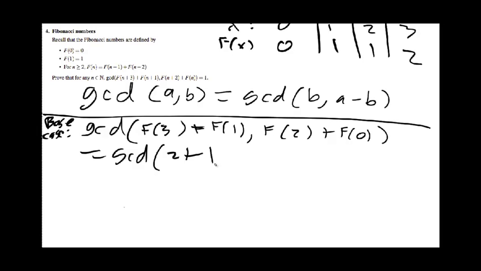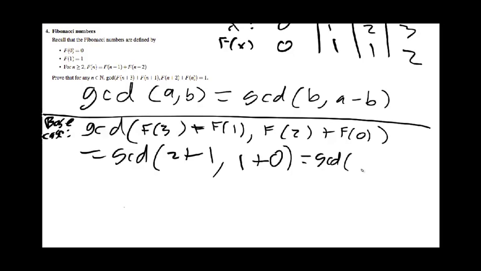First Fibonacci number is 1. Second Fibonacci number is 1. 0th Fibonacci number, which is really what we mean by first, I suppose, but never mind that. 0th Fibonacci number is 0. Maybe instead of first I should have said 1th. Doesn't matter. GCD of 2 plus 1 and 1 plus 0.